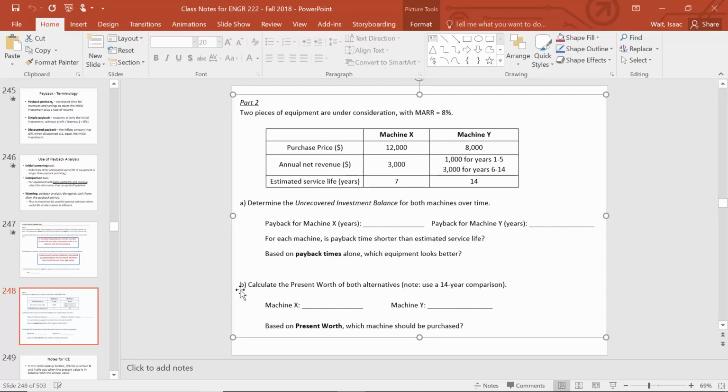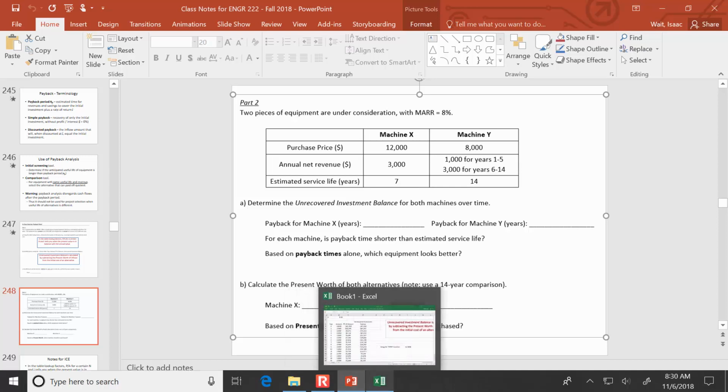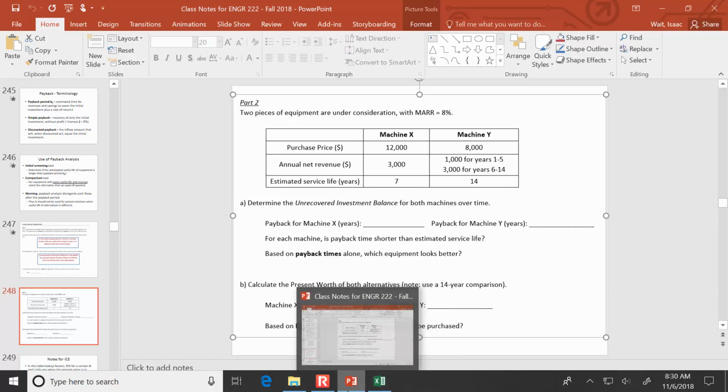And then in part B, I'm asking you to do a present worth analysis, because remember, present worth analysis will never lead us astray. It'll always tell us which item is best. And so we're going to just compare these two alternatives and which one's actually the best and which one maybe would look the best if we were going to misapply payback time.